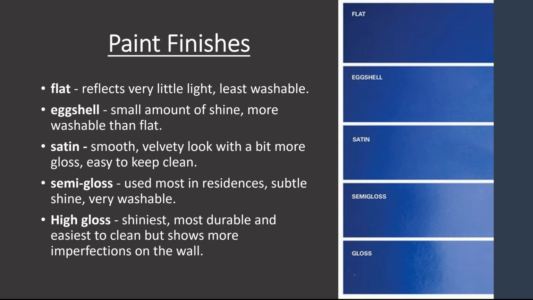And then you have your high gloss. This is the shiniest, it's the most durable, and it's the easiest to clean, but it does show more imperfections on the wall. As an example, if you have a little dent in your wall, high gloss is going to reflect a lot of light, and so that dent would be really easily noticeable. Whereas if you got a satin color, it wouldn't be as noticeable. So it just depends on what you want your finished product to look like.